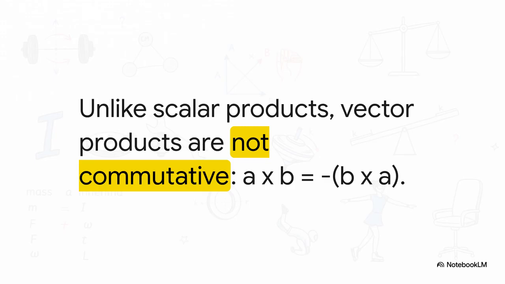With standard numbers, we all know 3 times 4 is the exact same as 4 times 3. But with cross products, A cross B is the exact negative of B cross A. If you curl your fingers from B to A instead, your thumb points downwards instead of upwards. It's a small detail, but a total game changer.